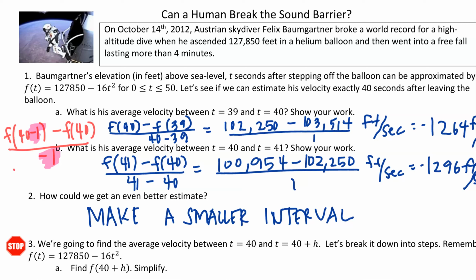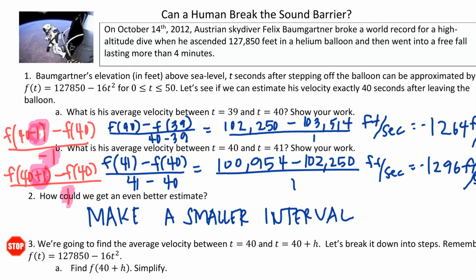And then what about this one? What if this one looks like f of 40 plus 1 minus f of 40, and for this one, I'll be dividing by a positive 1. So these two things would match here. Okay, that's going to make sense in just a second when we do number 3. So number 3, we're going to find the average velocity between t equals 40 and t equals 40 plus h. So some h value that I'm going to be plugging into my function.